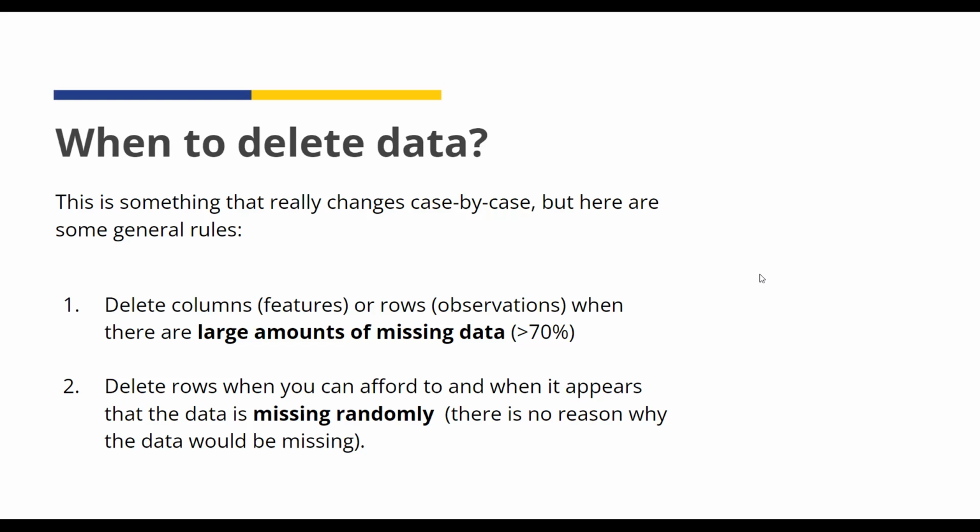The other case is in which you can delete rows as you can afford to, in order to not shrink your data set too much. And that is something you might do in the case where data or information is missing randomly. And we'll talk about what missing at random means. There's a little bit of theory behind it, but it's just something to keep in mind.